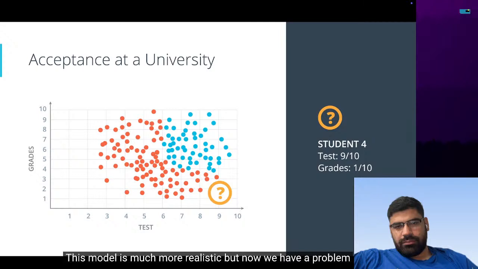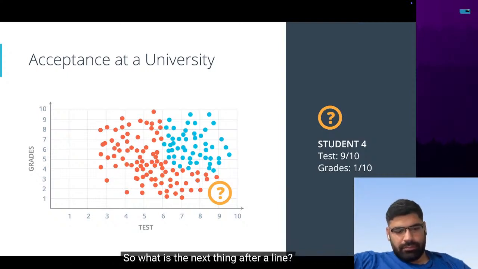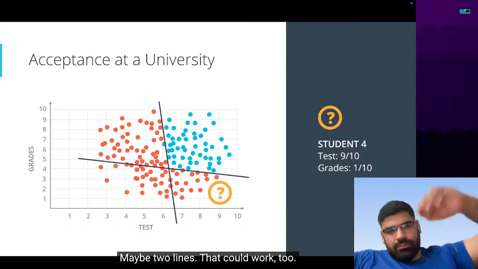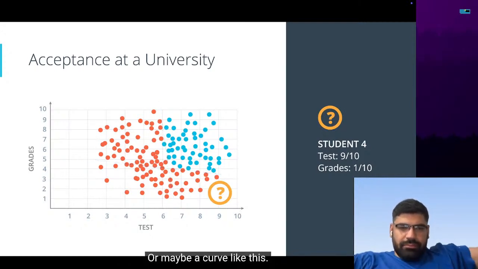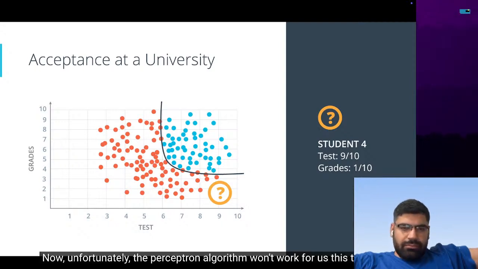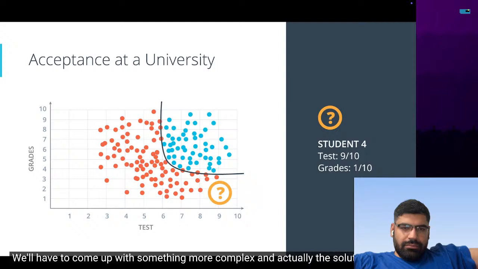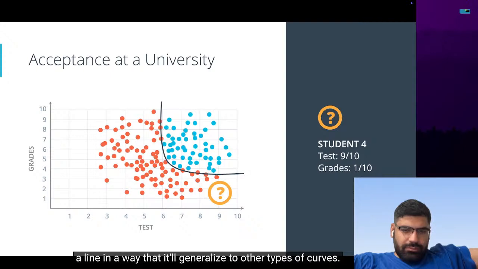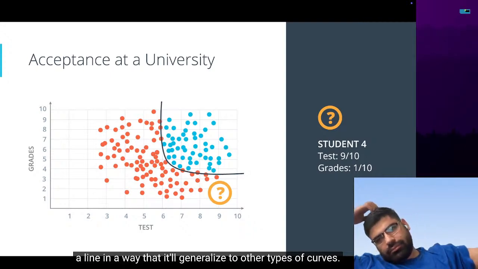This model is much more realistic, but now we have a problem, which is the data can no longer be separated by just a line. So what is the next thing after a line? Maybe a circle? A circle would work. Maybe 2 lines? That could work too. Or maybe a curve like this, that would also work. So let's go with that. Let's go with the curve. Now, unfortunately, the perceptron algorithm won't work for us this time. We'll have to come up with something more complex, and actually the solution will be we need to redefine our perceptron algorithm for lines in a way that it'll generalize to other types of curves.